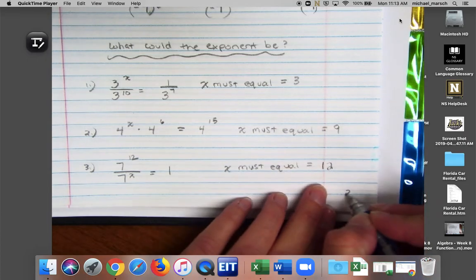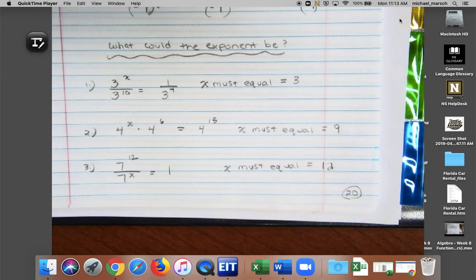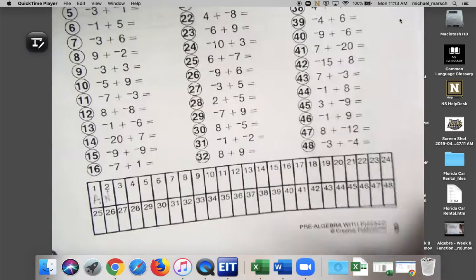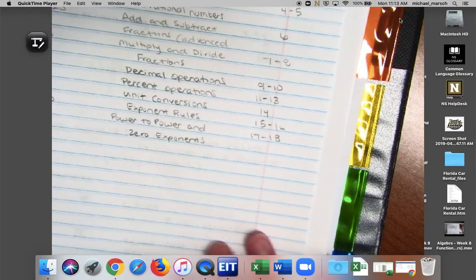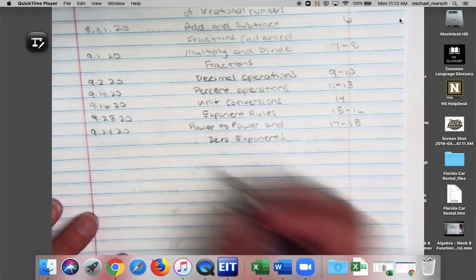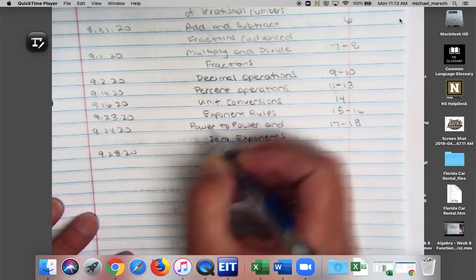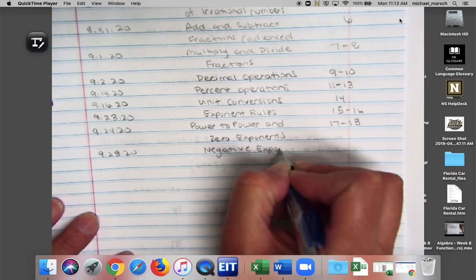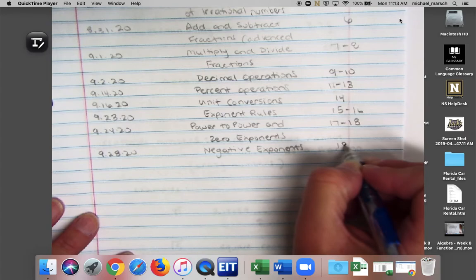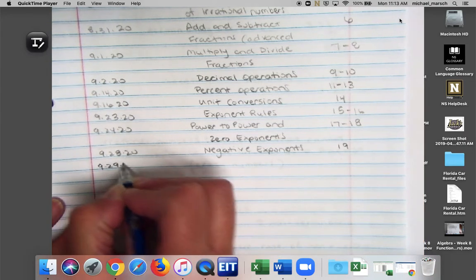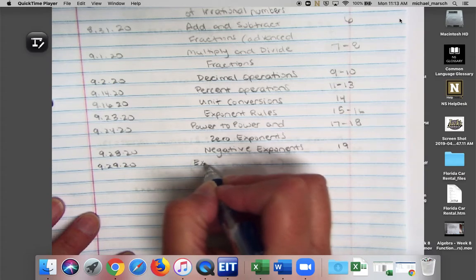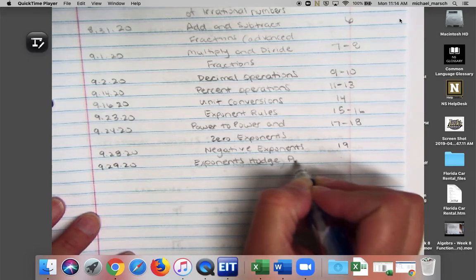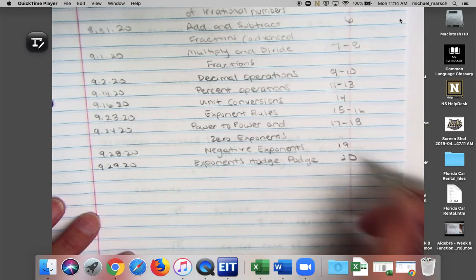This was page 20. But let's fill in our table of contents. Okay. Let's go back here. So we have 928. 20 is negative exponents. And that was page 19. 929, 20, exponents hodgepodge. Yes, you must write hodgepodge. That was page 20.